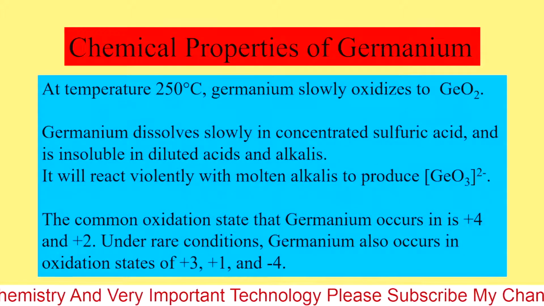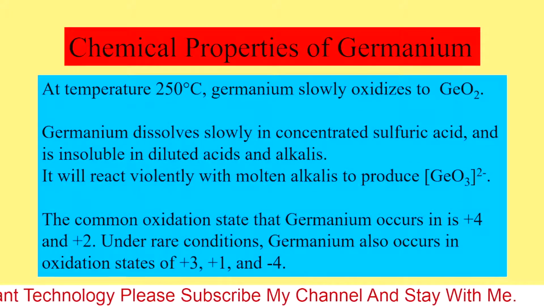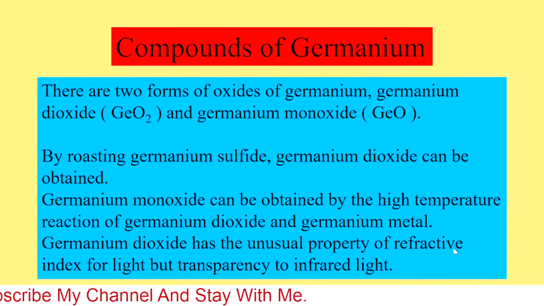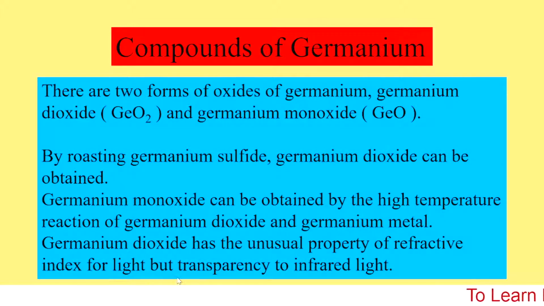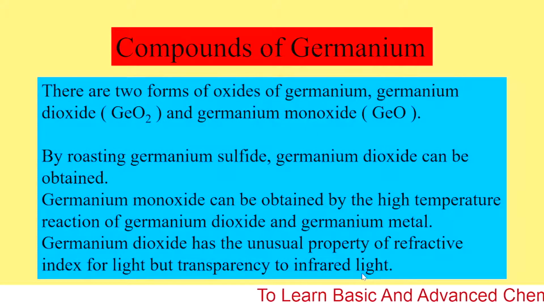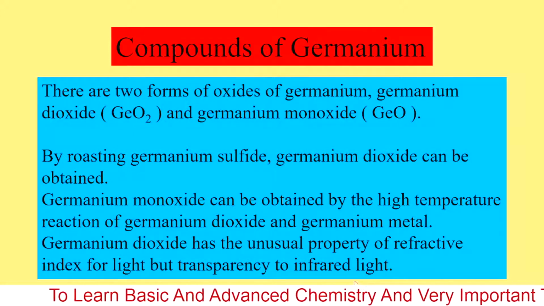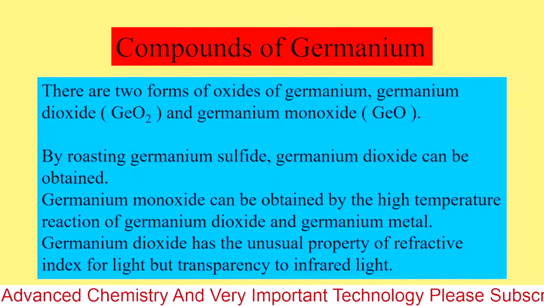Chemical properties of germanium. Already I have mentioned the compounds of germanium. One thing I didn't mention: germanium dioxide has the unusual property of an unusual refractive index for light but transparency to infrared light. So in different types of instruments we use infrared light; maybe in the last class I mentioned infrared light.